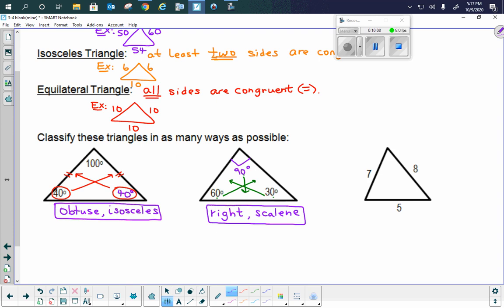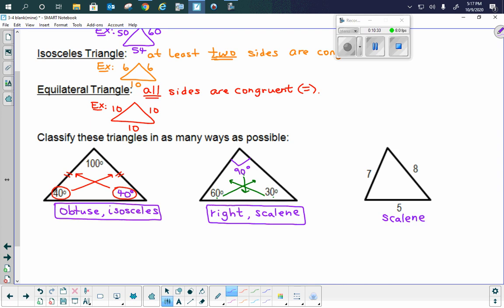Okay. And last but not least, okay, this one with 3 sides. So first of all, based on sides, since they're given to us, 5, 7, and 8, none of them are the same, and therefore it is scalene.